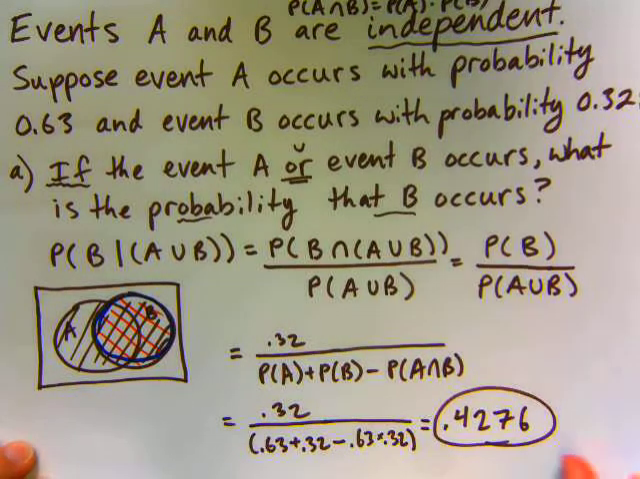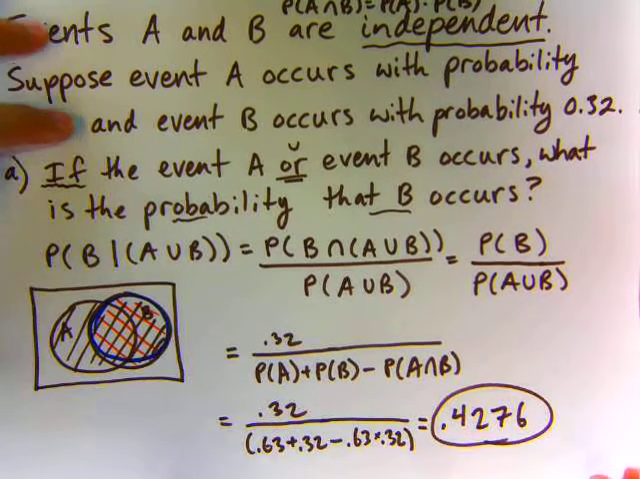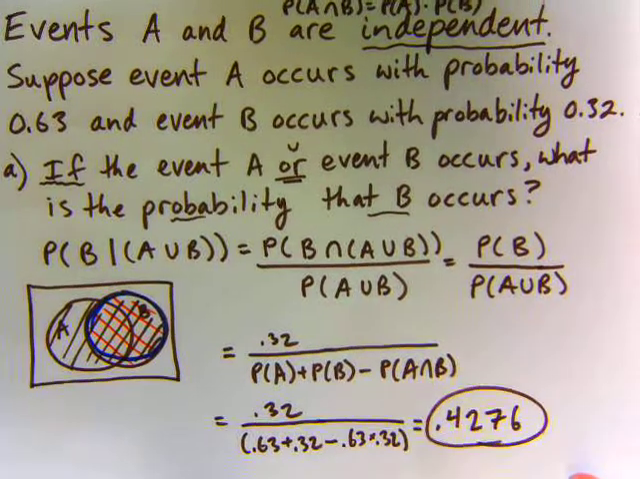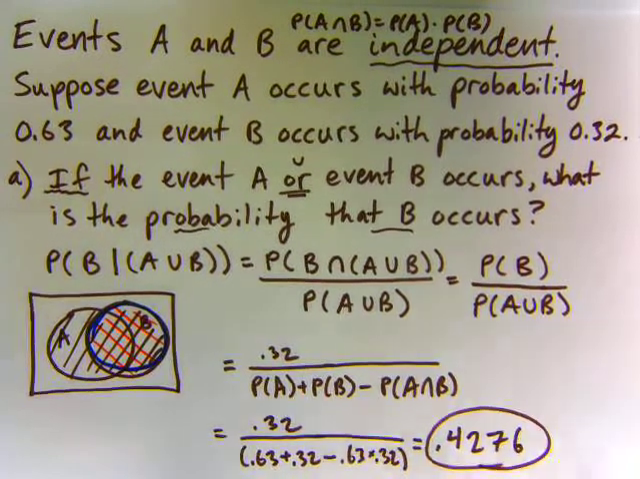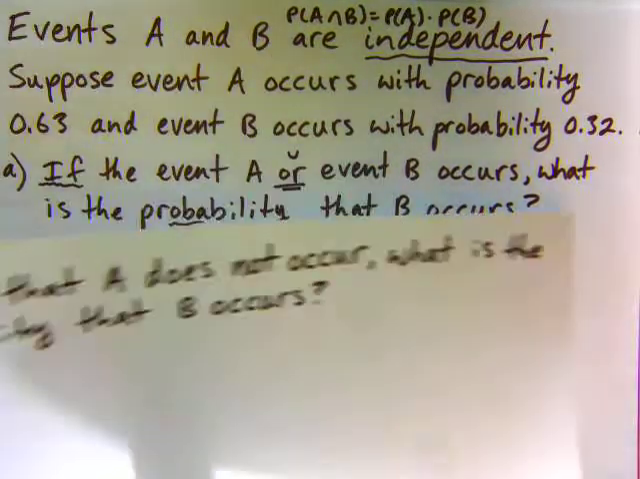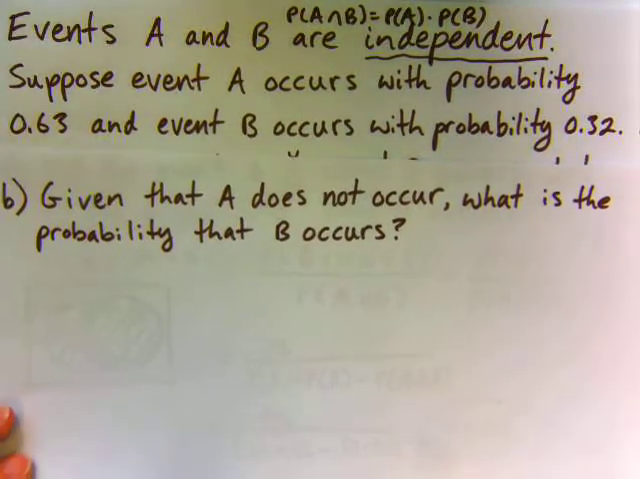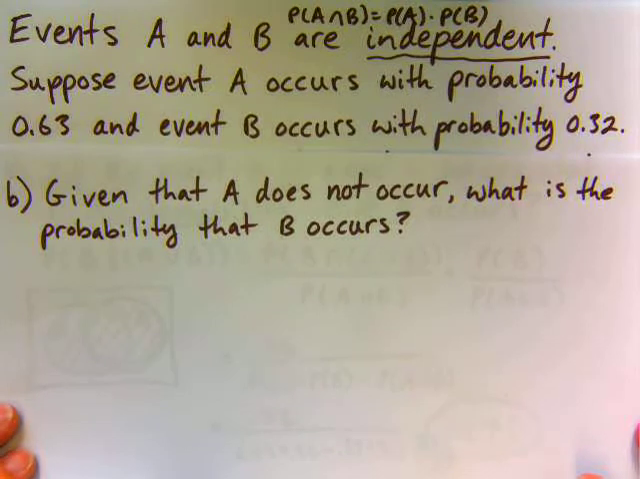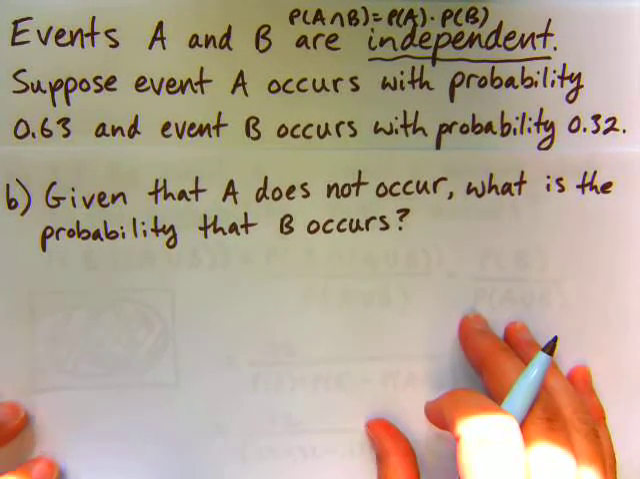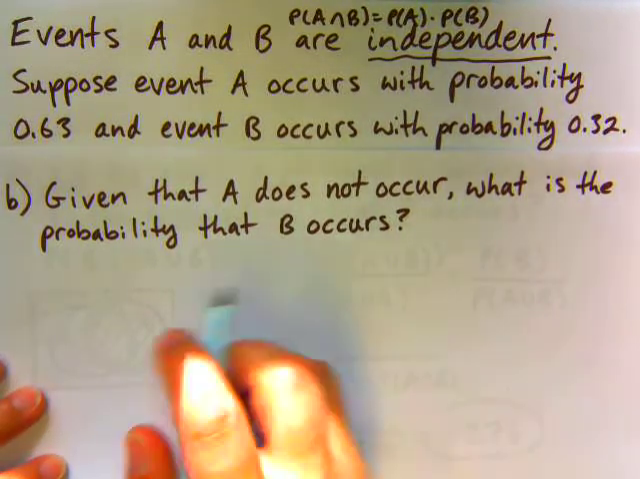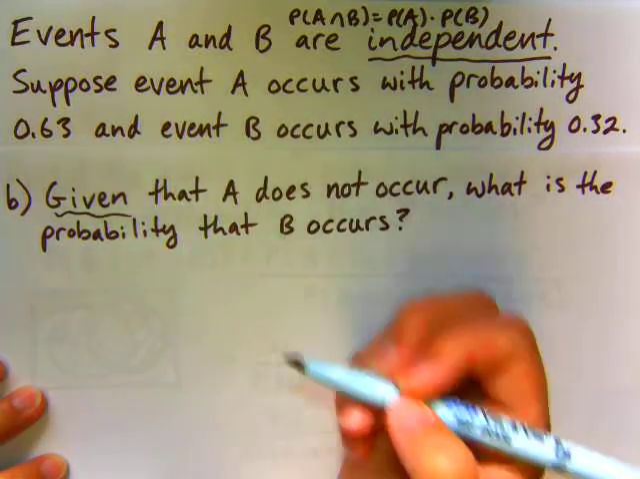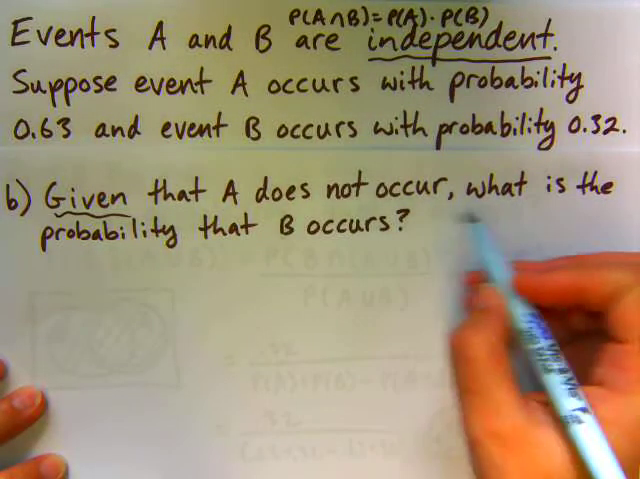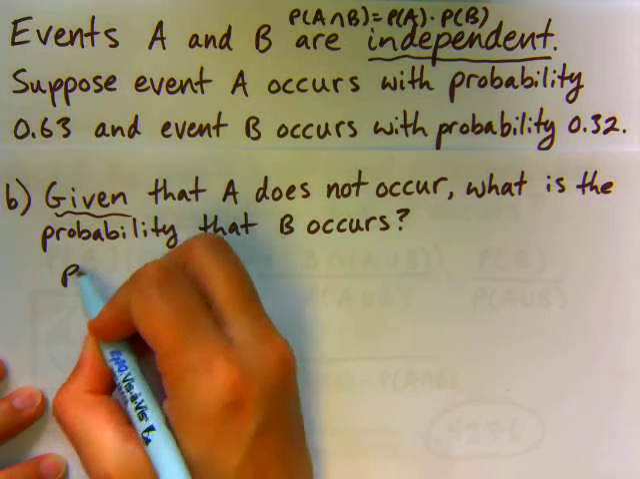Here's another one. Same scenario up on top here, with probability event A is 0.63 and probability B is 0.32. But I'm going to have part B. Given that A does not occur, what is the probability that B occurs? So here's another conditional probability. And we're trying to find the probability of B again.